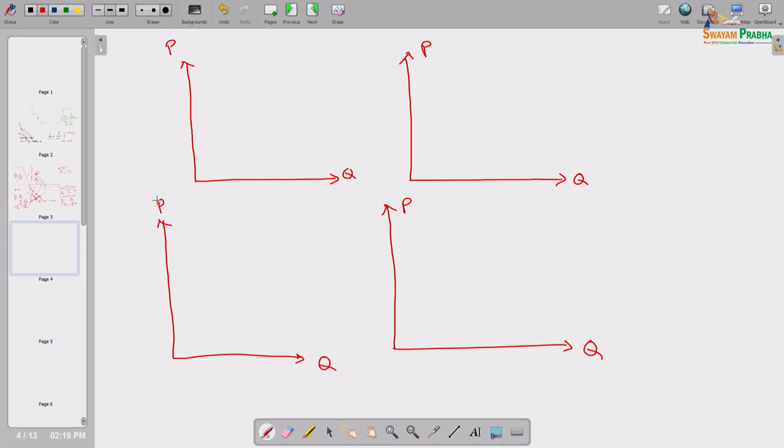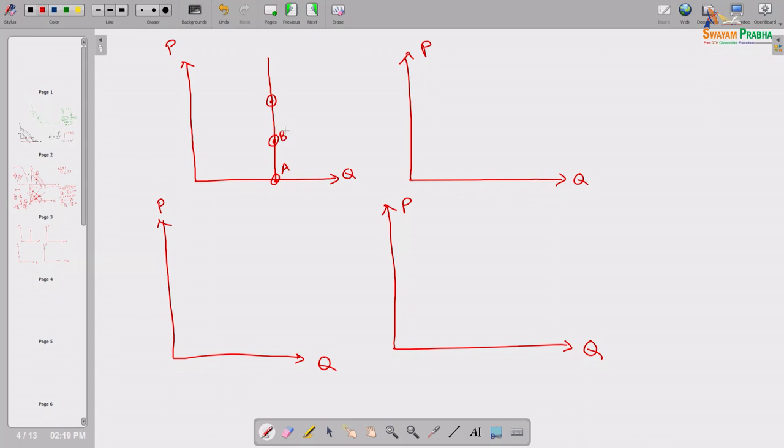Suppose, in an extreme case, the demand curve is a vertical line. At this point, this point, various points, you can easily calculate the elasticity of demand. Since we are measuring quantity on the horizontal axis, suppose this is point A and this is point B.